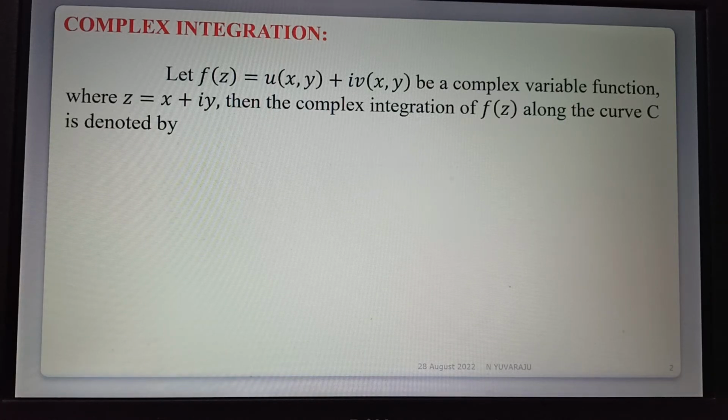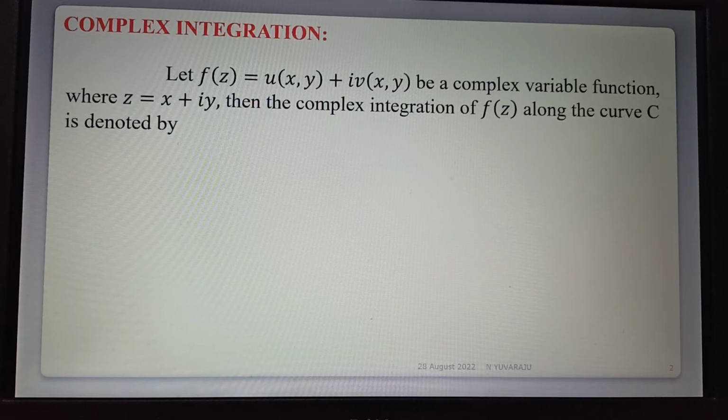So let f of z be a complex variable function, in terms of u plus iv, where u and v are both functions of x and y. So u is called the real part of f of z and v is the imaginary part of f of z. Here z is in the domain, in the form x plus iy, and f of z lies in the range, which is the complex function.